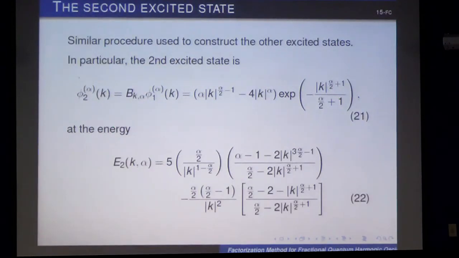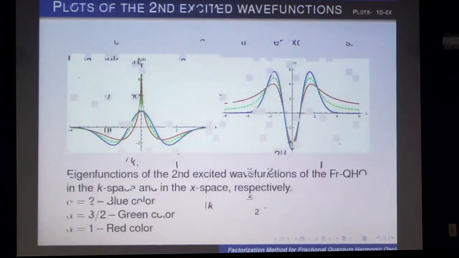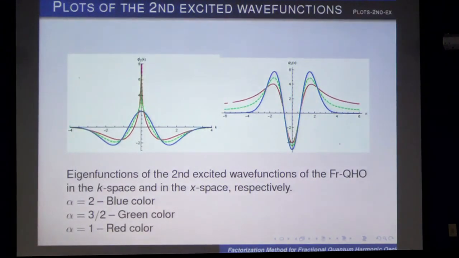This is the second excited state, again working with a creation operator. In the k-space, I repeat, it's just a standard ODE. The eigenvalue, so to speak, because it depends on K, again has this centrifugal part in some sense. We plot it again.